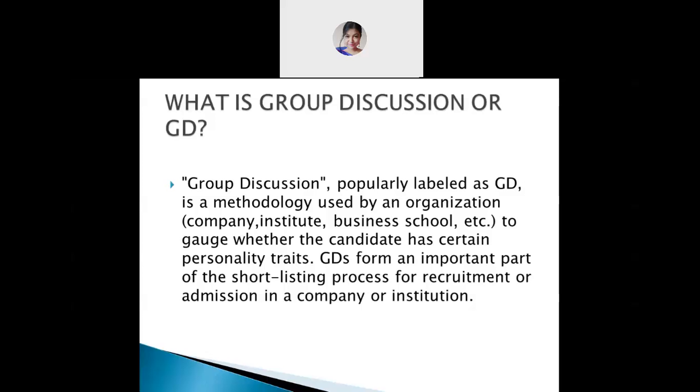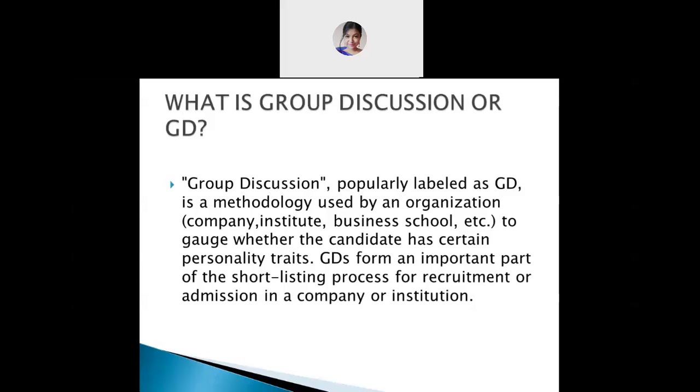Suppose there are 100 candidates. For example, 10 groups are formed and each group has 10 members, since 10 tens are 100. So in a group there will be like 10 to 12 members. The more members, the more time is needed, so generally they try to make smaller groups.